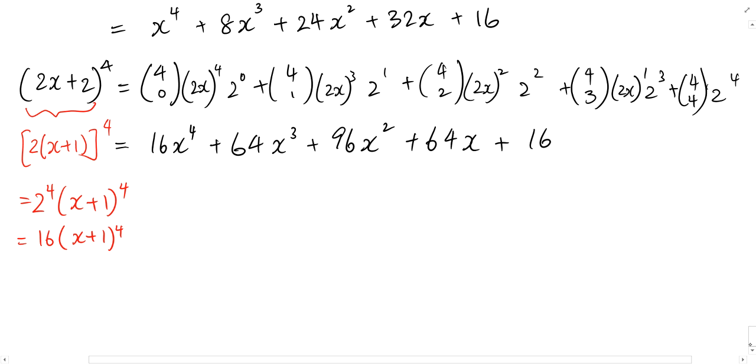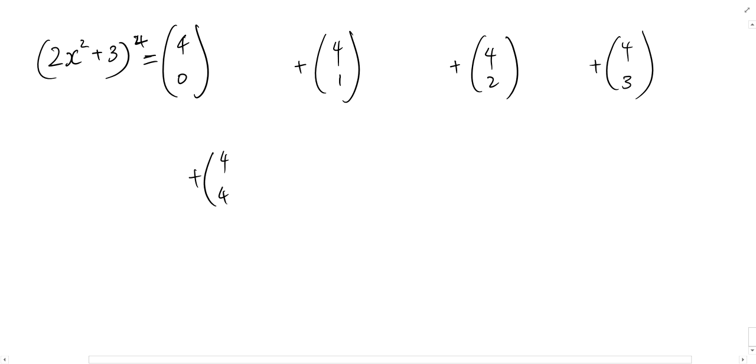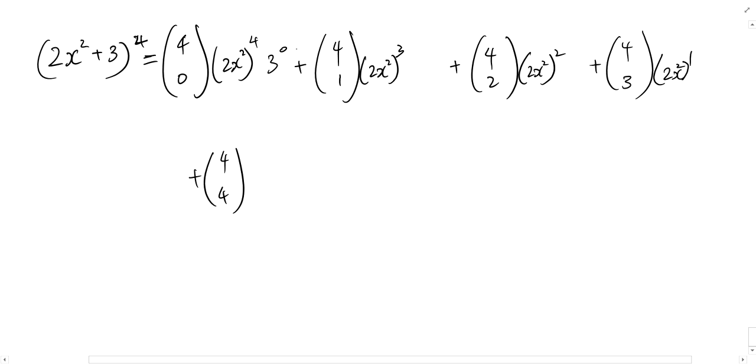Okay, probably the last one I want to show you will be 2x squared plus 3, for example. Are these like shortcuts? They're not really shortcuts, but you see the pattern and how it changes. 2x squared plus 3 squared, power 4. Okay, come. First one, 4 choose 0 plus 4 choose 1 plus 4 choose 2 plus 4 choose 3 plus 4 choose 4. 2x squared power 4. 2x squared power 3. Okay?